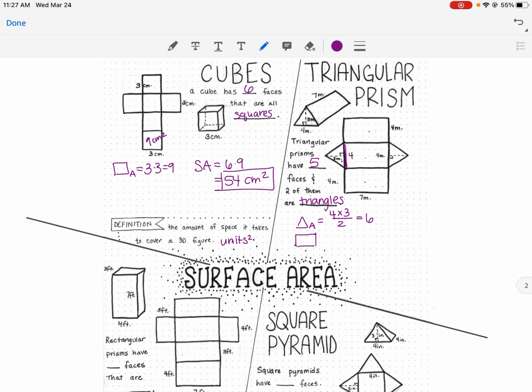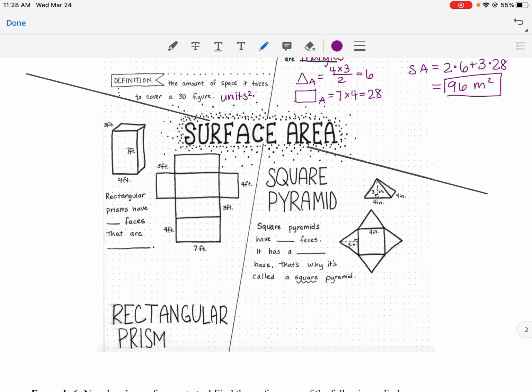Okay, then we've got the rectangle. The area of the rectangle has a length of 7 and a height of 4, so the total area is 28. So as we're thinking about surface area, we've got 2 triangles, which each have an area of 6, plus 3 rectangles, which each have an area of 28. When I add those all together, I get 96 meters squared.